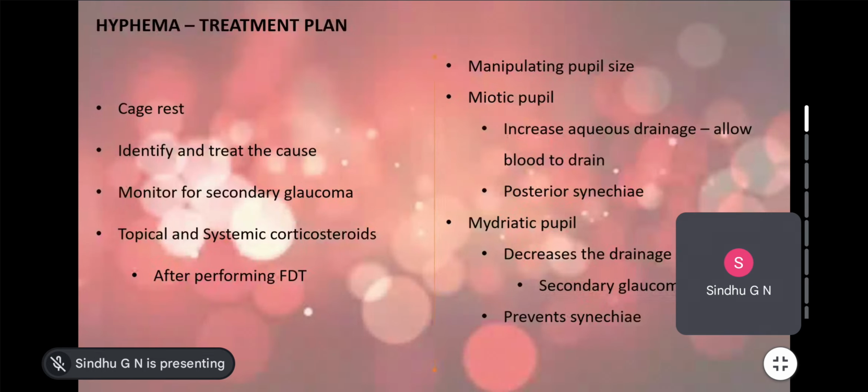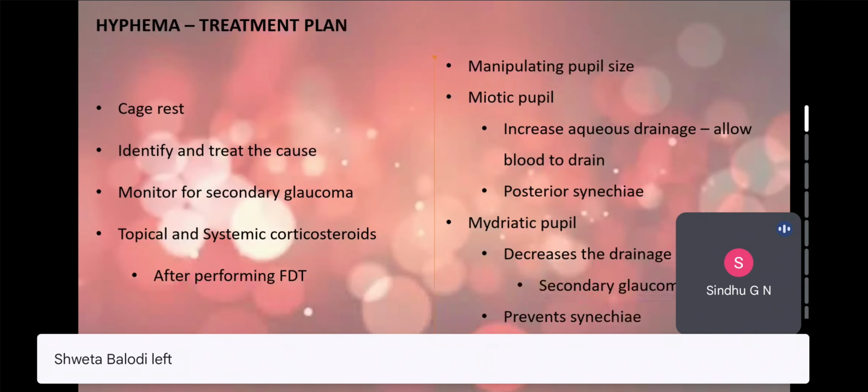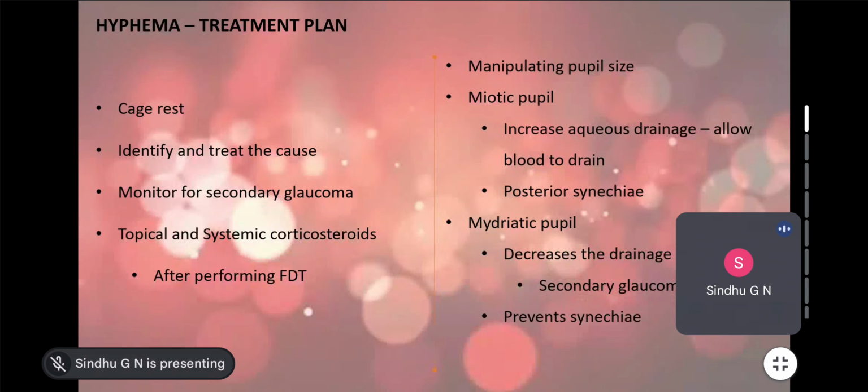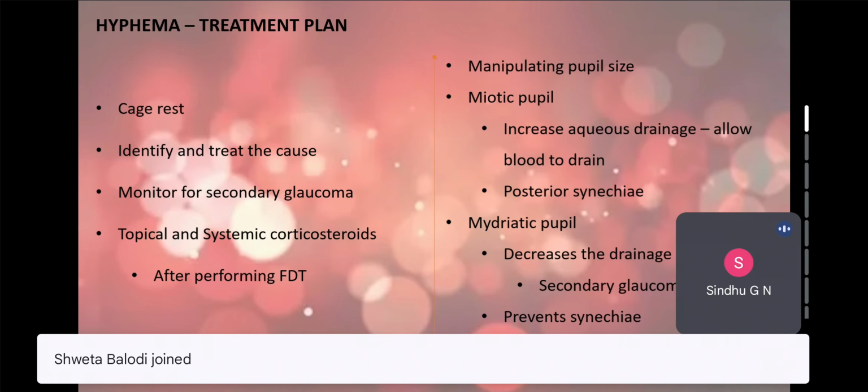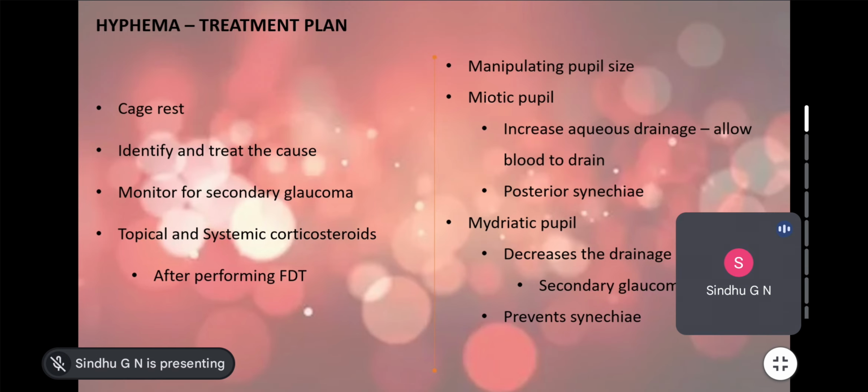So coming to the treatment plan, we have to give a cage rest or mild sedation or tranquilization so that further bleeding will not happen due to agitation. We have to identify and treat the cause. What is causing it, if it is uveitis or any bleeding disorder or any hemoprotozoal infection, we have to identify and treat the cause of hyphema.